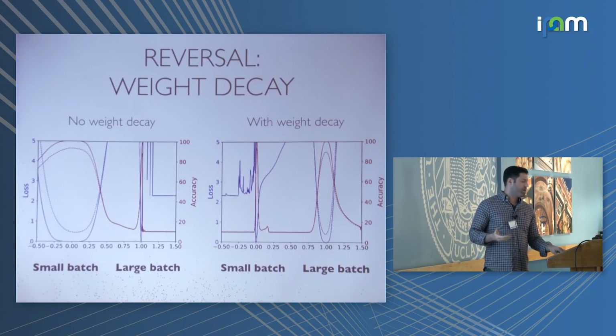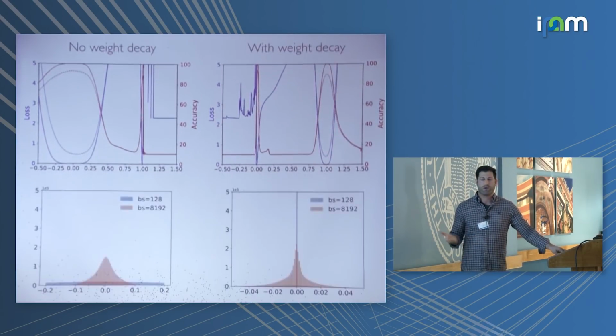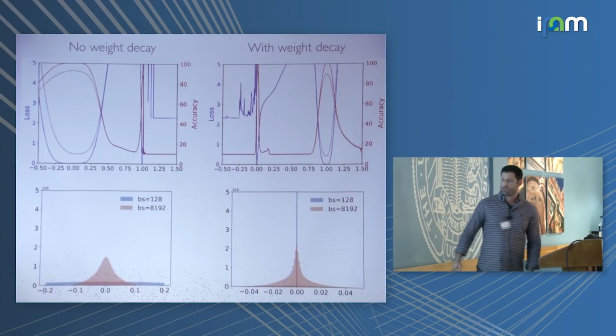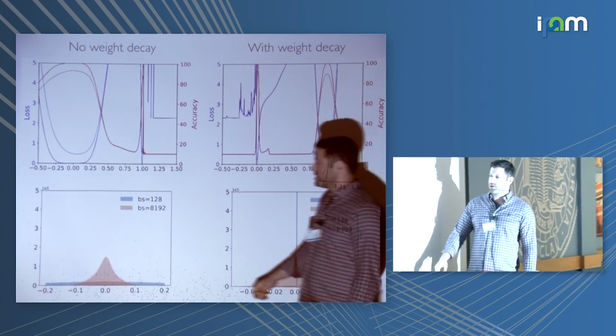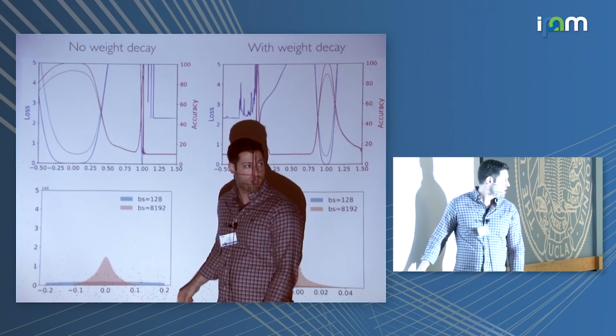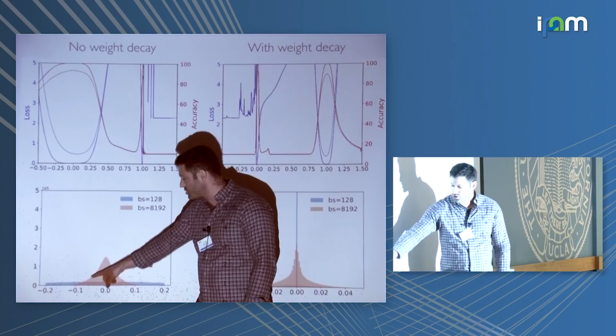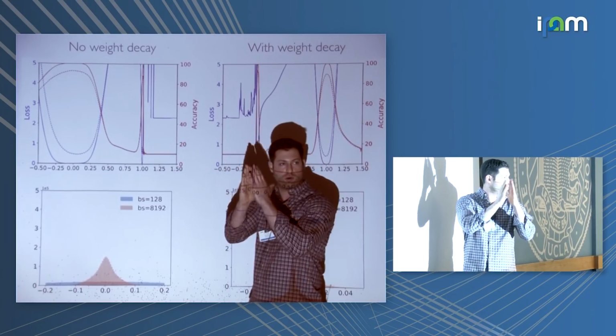So it turns out that what you're really plotting is not the sharpness or flatness of these minimizers. What you're plotting is just the size of the weights. So we look at a histogram of the weights. And here you'll see this blue histogram shows the weights for the small batch minimizer. And the weights are really large, so this histogram is really spread out. And when we use a large batch, the histogram concentrates more toward the origin, and you get smaller weights.